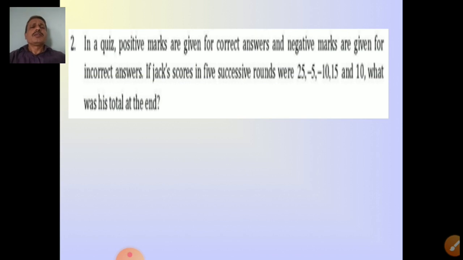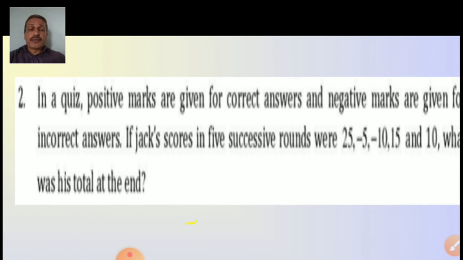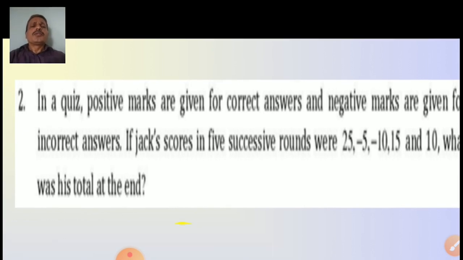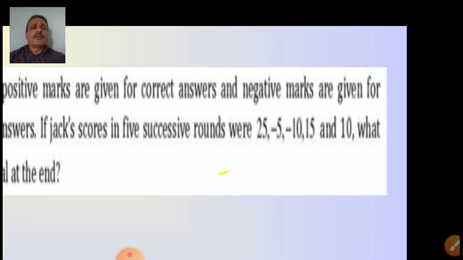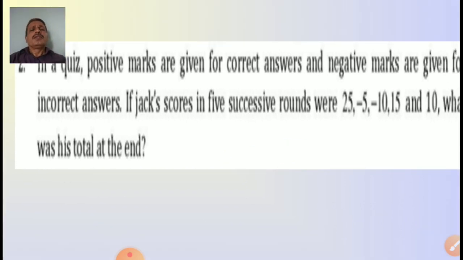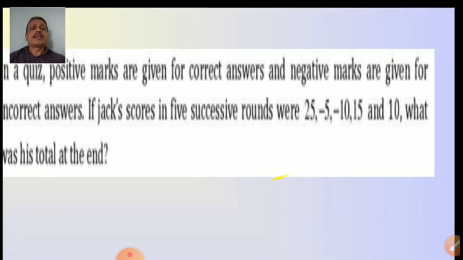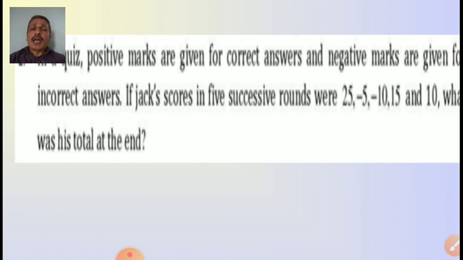Now look at the question number 2. Question number 2 is represented here by saying in a quiz. Do you like to play a quiz, student? Yes. Positive marks are given for correct answers and negative marks are given for incorrect answers. If Jack's score in 5 successive rounds were 25, -5, -10, 15 and 20, what was his total at the end?